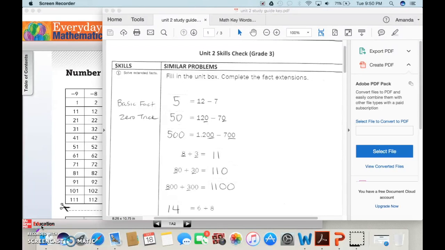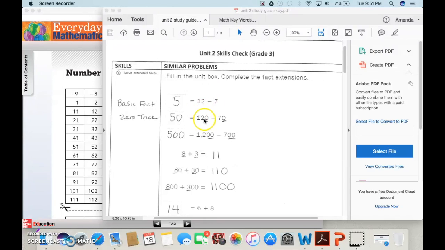Number 1 is all about fact extensions. Number 1 says fill in the box. Complete the fact extensions. Here we have 12 minus 7. That's a basic fact. We get 5. Now we move on to 120 minus 70. What do you notice about what's the same and different from our basic fact of 12 minus 7?